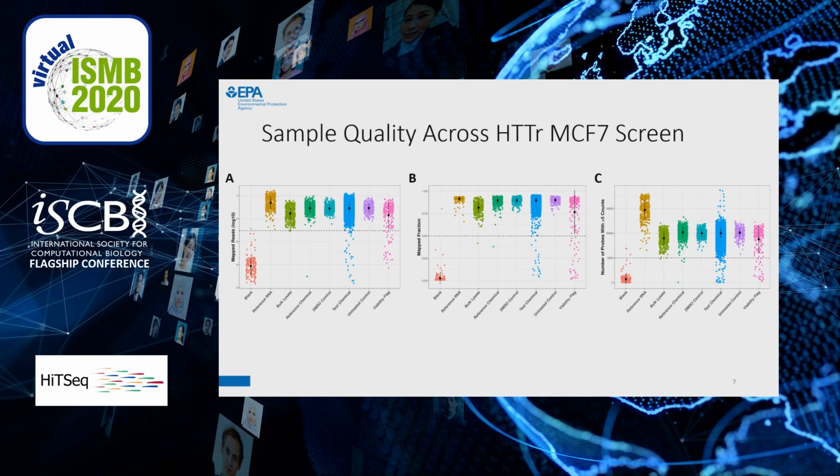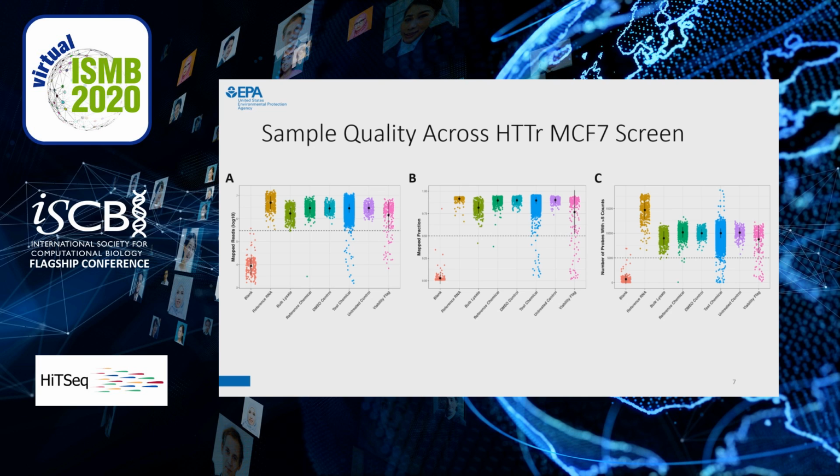A total of about 2,200 chemicals were screened as part of the HTTr MCF7 screen, representing a little over 54,000 individual samples. Here, we demonstrate the overall quality of all these test samples, which are separated by sample type for 3 quality control metrics. Panel A represents the total mapped reads of all samples, with a minimum depth of 300,000 reads as our threshold for sample quality.